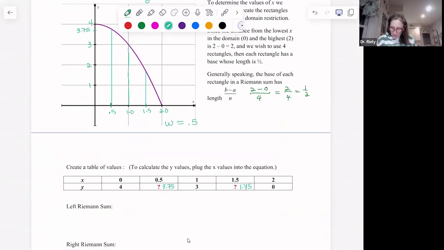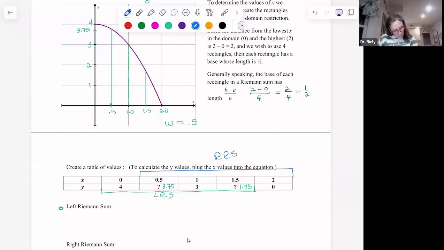So what I know is that all of my widths will always be 0.5. And if I'm going to do it from the left, I'm going to use my y values that are here. So if I'm going from the left, I'm going to use these y values, and that's going to be for the left Riemann sum. If on the other hand I go from the right, I'm going to end up using these y values, and that will be for the right Riemann sum.